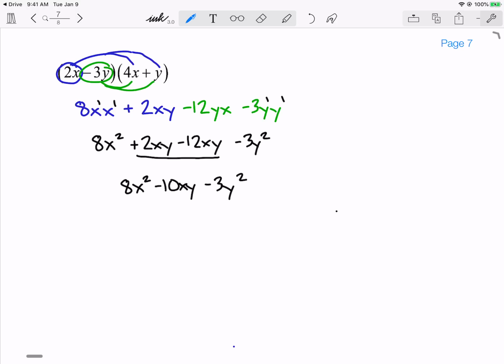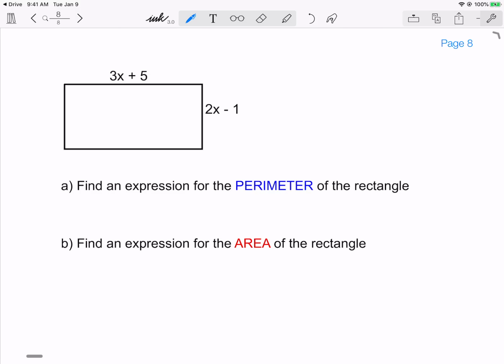Last but not least, here's a problem applied to a little bit of geometry. First, it's asking me to find the perimeter. So in order to find the perimeter, I have to add all 4 sides together. Now, I've only got 2 of the sides labeled, but the beauty of a rectangle is that this one would also be 3x plus 5, and this side would also be 2x minus 1.